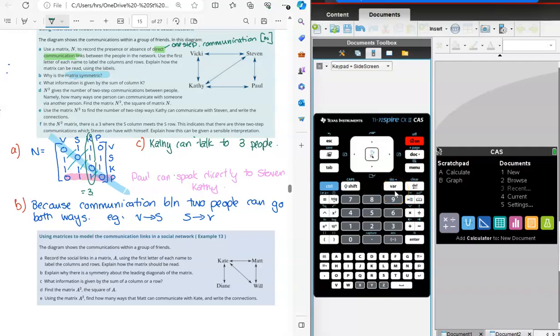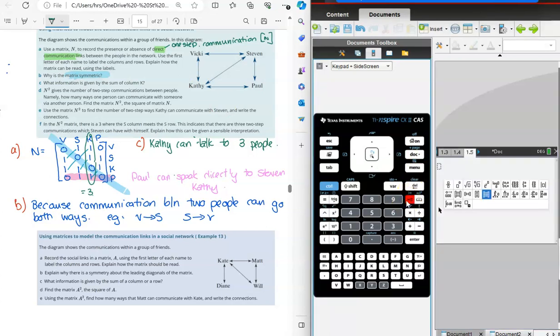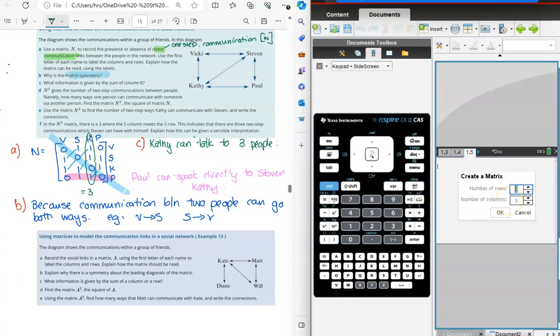They're asking us to find N squared, which is the two-step communication. So we're going to go into our calculator on a normal calc page. First we have to put in matrix N. Matrix N was a 4 by 4. So remember, we click this one, and I'm going to do 4 by 4.